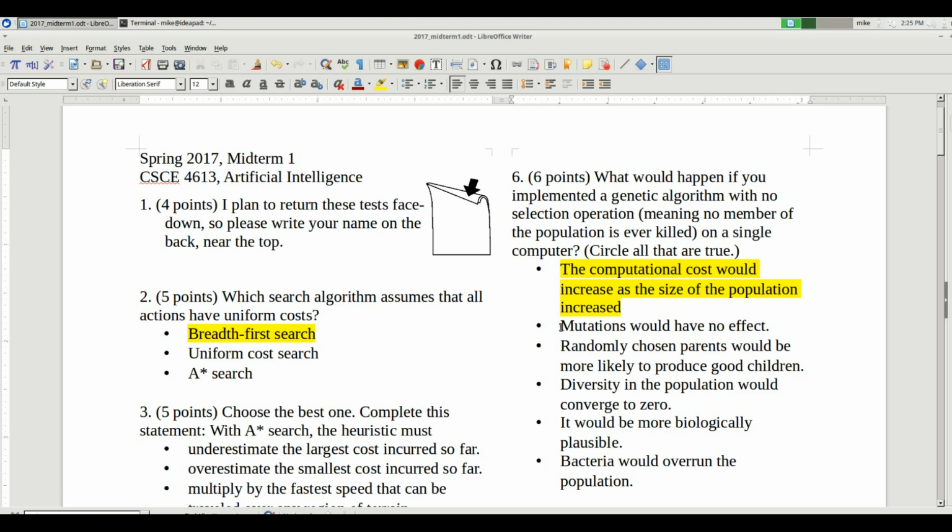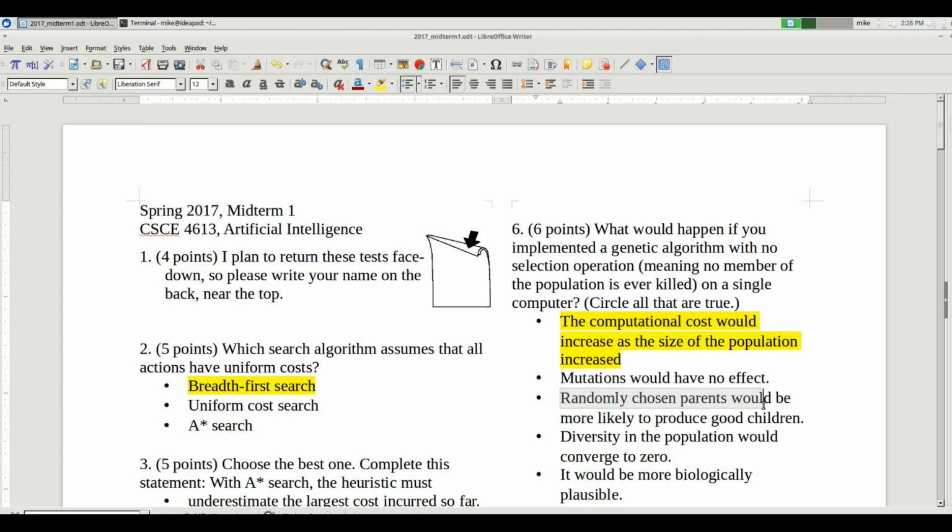Would mutation have no effect? Why would it not? All that would do is change things. It would have a less impactful effect because you're impacting a smaller portion of the population per mutation, I suppose, unless you increased your mutation rate, or if your implementation was every member of the population has X% chance of being mutated, then it would have the same effect. So either way, it has some effect.